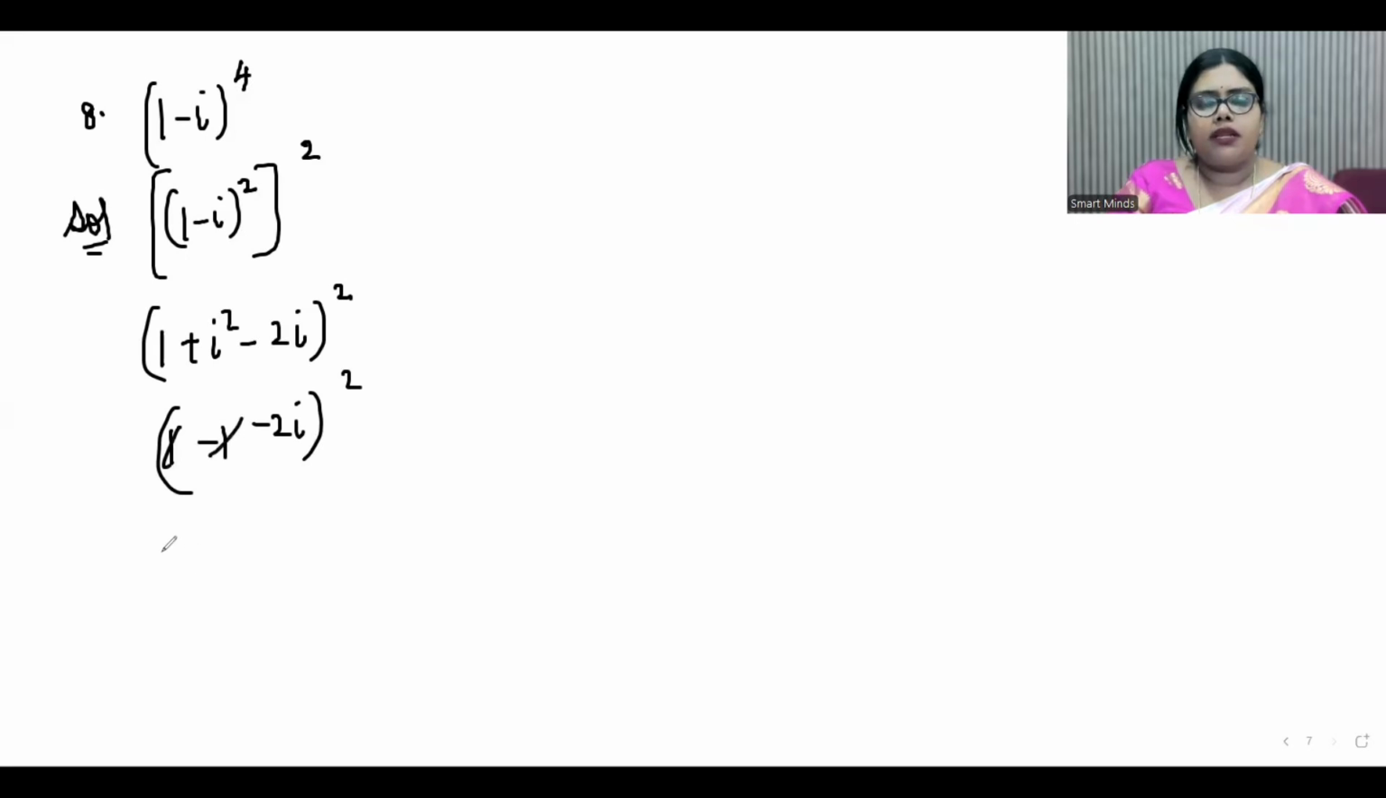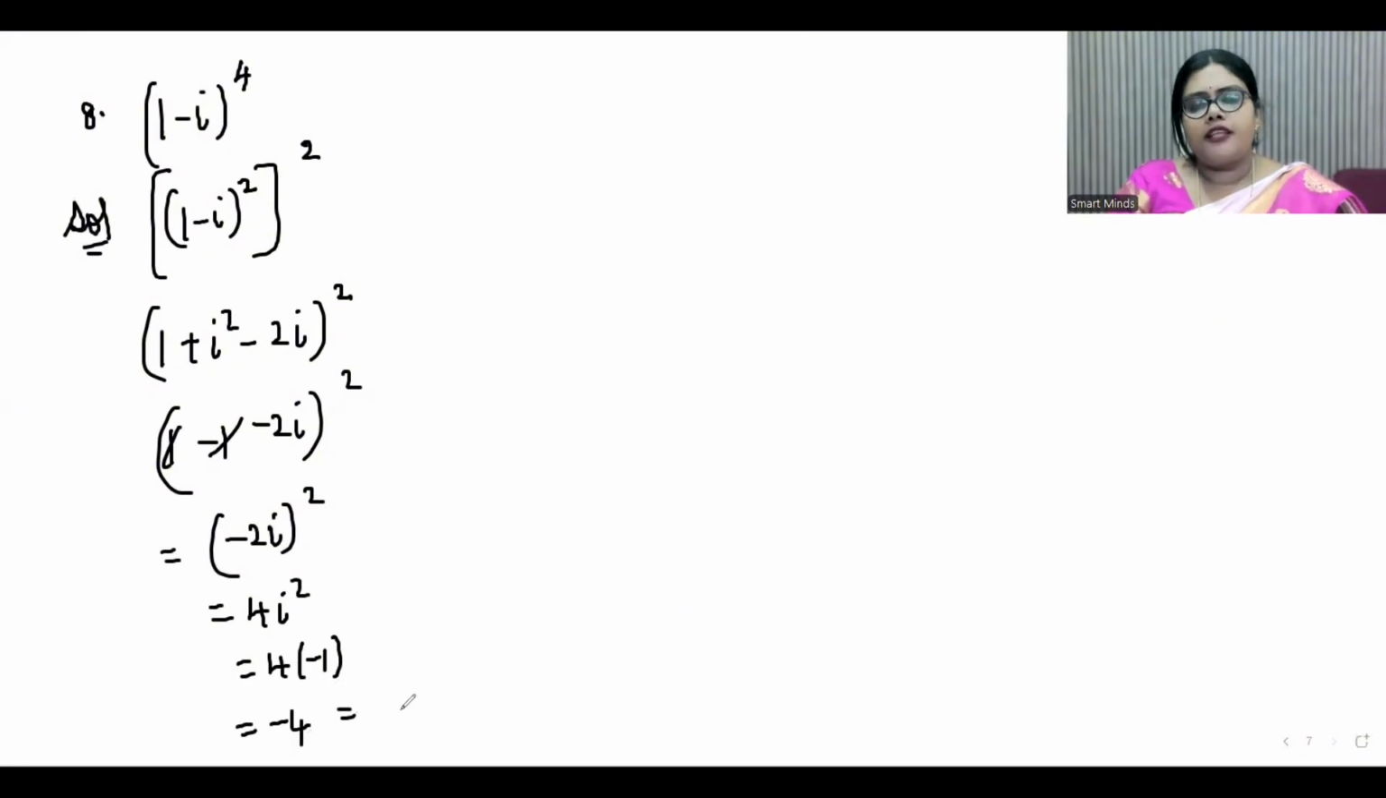1 minus 1 gets cancelled, that is minus 2i whole square, that is 4i square, which is equal to 4 into minus 1, that is minus 4. Now we can express it in a plus ib form as minus 4 plus, because there is no imaginary part, so minus 4 plus i into 0. This is in a plus ib form.